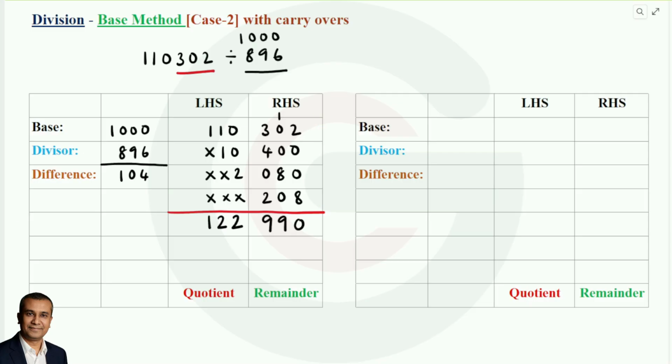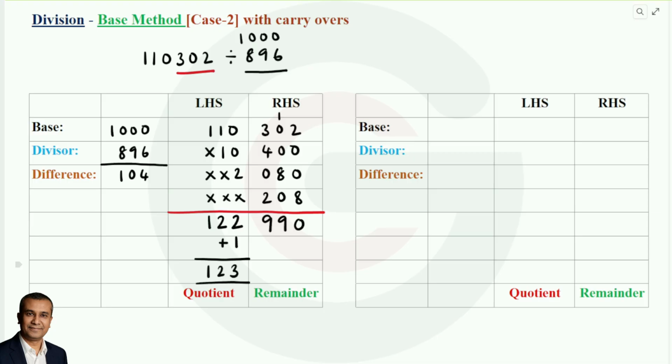Here you can observe that this remainder 990 is greater than the divisor 896. That means it is still divisible. 990 goes only once with 896. So now 896 into 1. So put plus 1 here near the quotient. Okay. So this becomes 123.